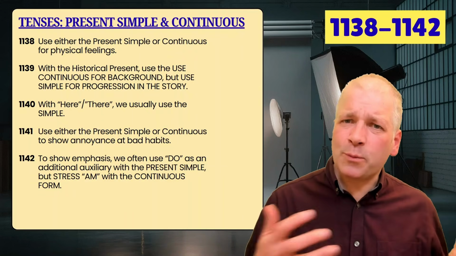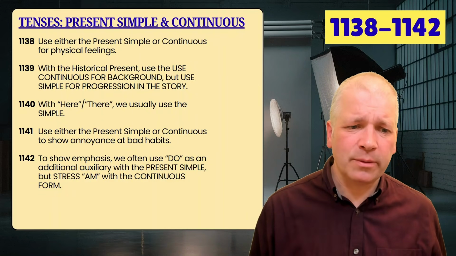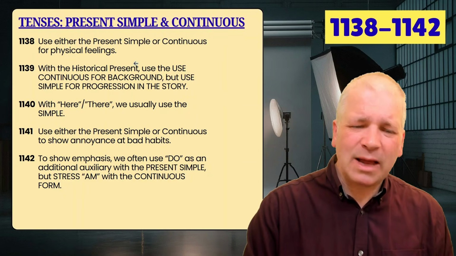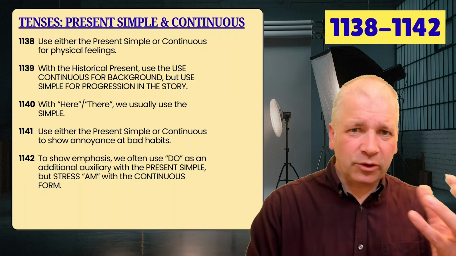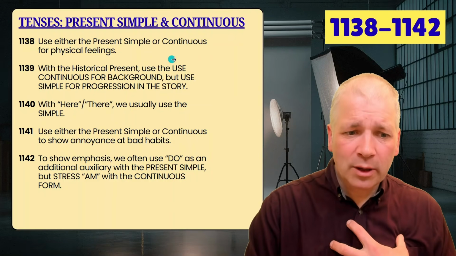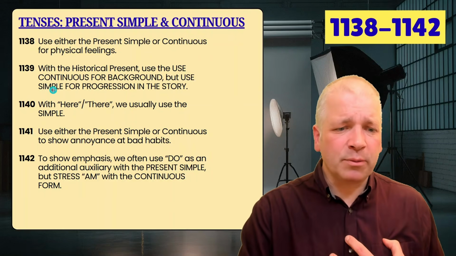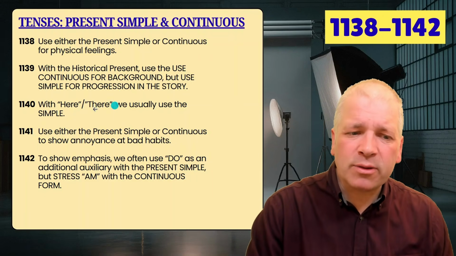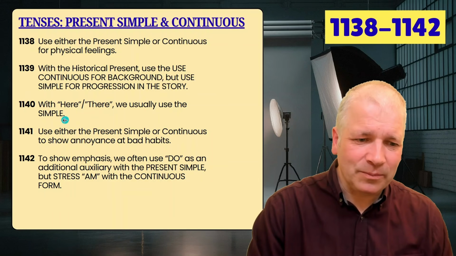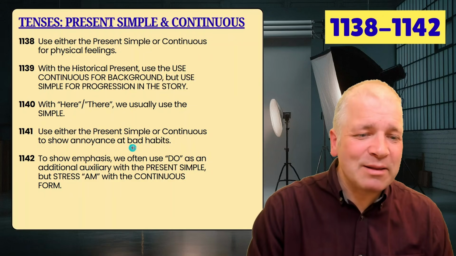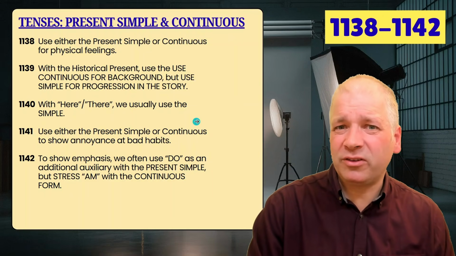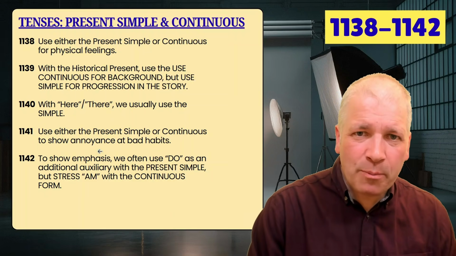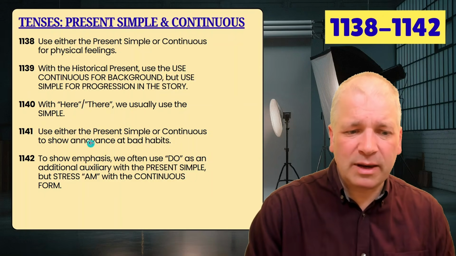Now, sometimes we have to make a choice between the present simple or continuous. For physical feelings, use either. With the historical present, that's when you use the present tenses in order to tell a past story but make it feel more real. Use the present continuous for background, but the present simple to progress the story. Here and there are words that we normally use in the simple tenses when it's present. Now, you can use the present tenses to show annoyance at bad habits, and you can use simple or continuous for this. If you want to add extra emphasis to a present simple sentence, use do.